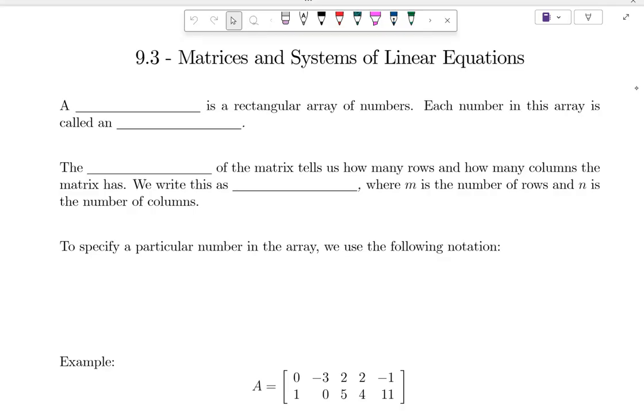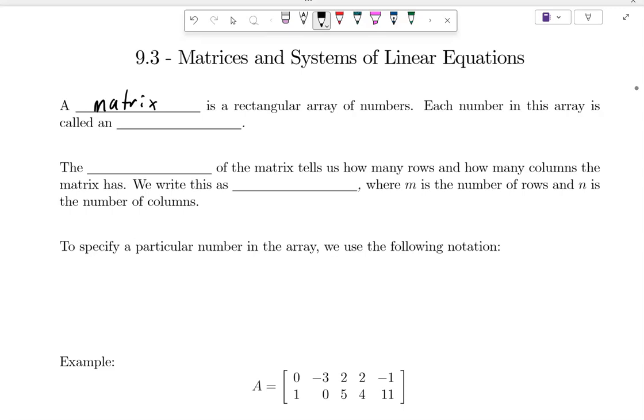So when we talk about a matrix, and you can see some examples already on the page if you look down, what we mean is that we have some rectangular array of numbers. So that's what we mean by a matrix. Again, you can see an example down at the bottom. This is what we mean by a rectangular array.